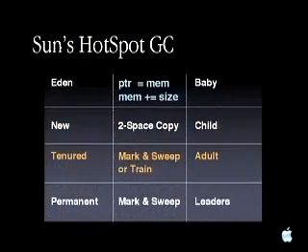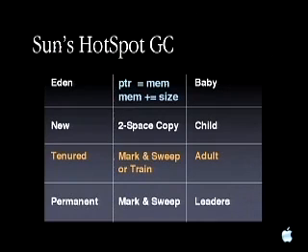And if they survive this back and forth between spaces a while, then we say they're no longer a child, they're an adult. We push them into what's known as the tenured generation, and they stay there from adulthood till death. Actually, they can die at any stage, but the adult objects go there.